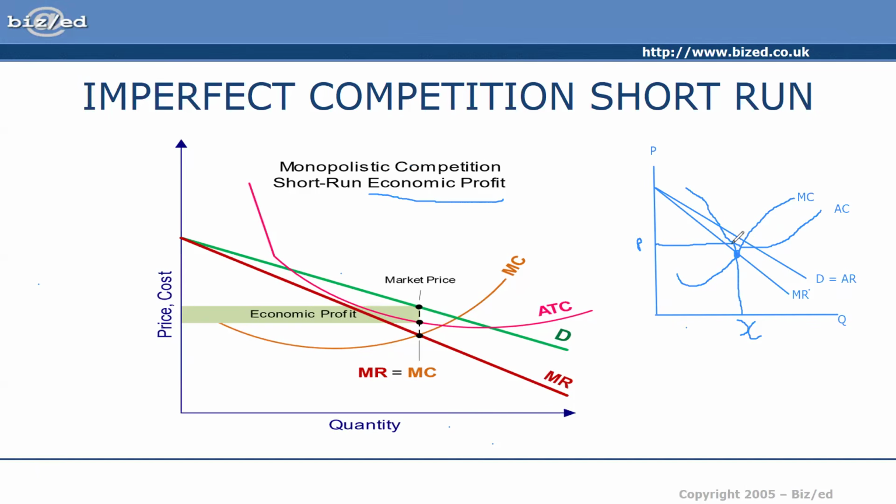But my average revenue is up here. My average revenue is up here. So my average revenue is higher than my average cost. So I am making supernormal profits. You're seeing it?